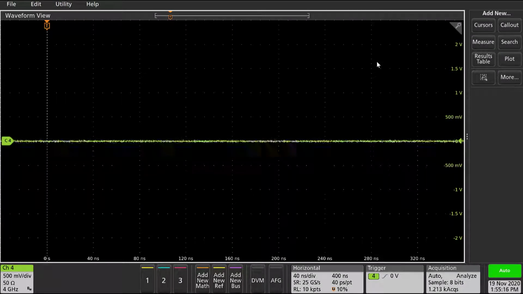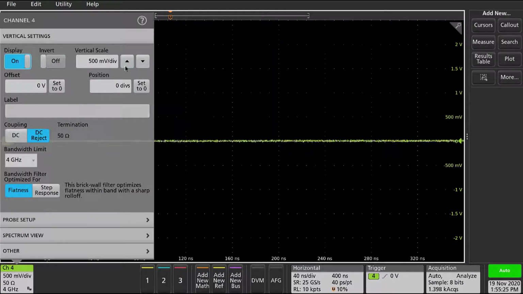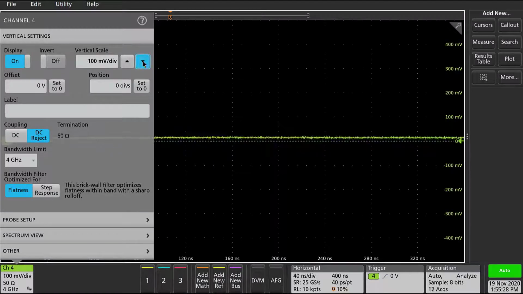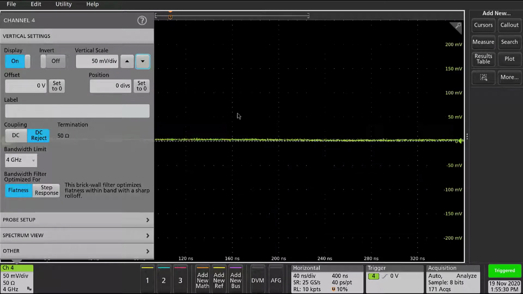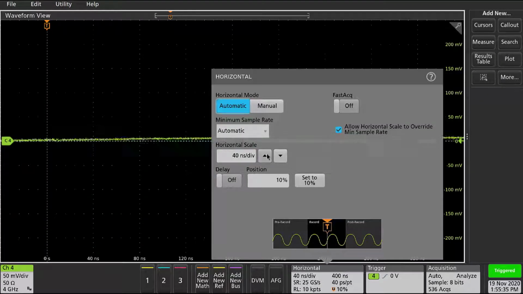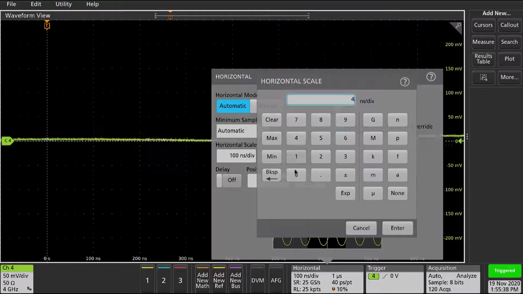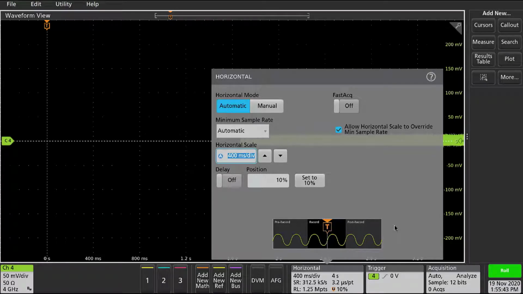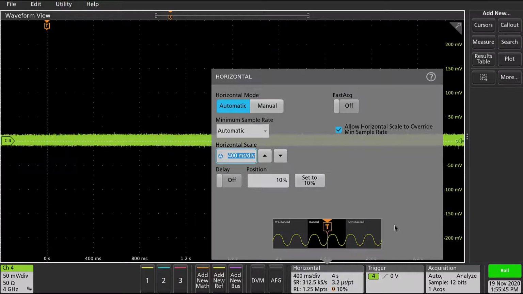Okay, so now let's dial in some of our settings here to better view some of the ripple that we might expect on this rail. To do that, I'm going to adjust first my vertical setting to something a little bit smaller, maybe like 50 millivolts per division. And I'm then going to go to my horizontal settings, and I'm going to scale out to something like maybe 400 milliseconds, because I know that this particular signal is going to take a fairly long time to transition around to the different DC offsets.